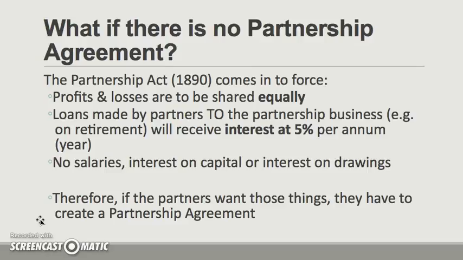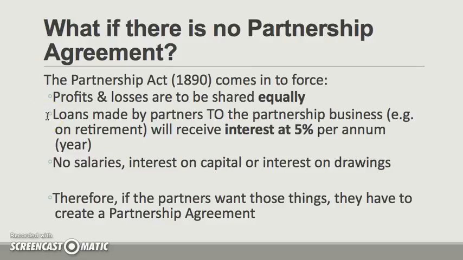But if they choose not to, then the Partnership Act of 1890 comes into force. Firstly, profits and losses are going to be shared equally. So you can't have it any other way than the same amount each. And then finally, the loans made by partners to the partnership business.